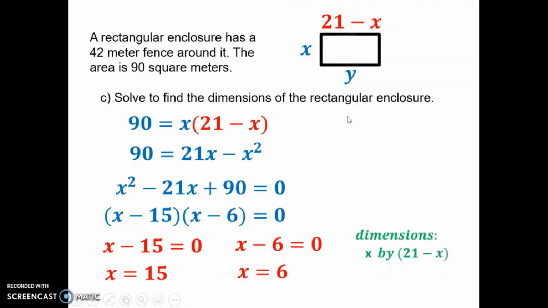Well, that tells us we have dimensions of x by 21 minus x. Dimensions mean the length and width of a shape, right? And that means it can either be 6 by 15, because if x is 6, and you put a 6 in here, then this must be 15. So 6 by 15 is one option. The other option is actually 15 by 6 again, right? Because x can either be 15 or 6. So notice x can be 6, that becomes 15. Or if this is 15, then that becomes 6. It's just basically saying the same thing. All right, excellent. We found out the dimensions of the rectangle.